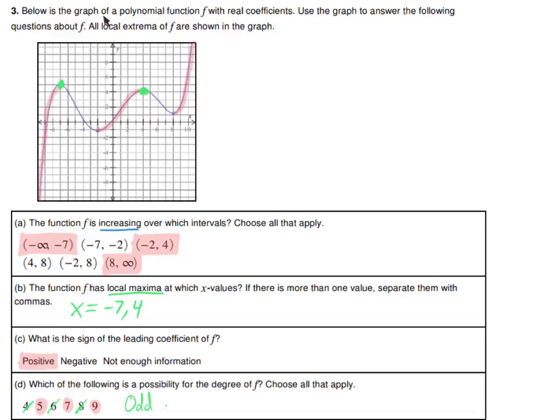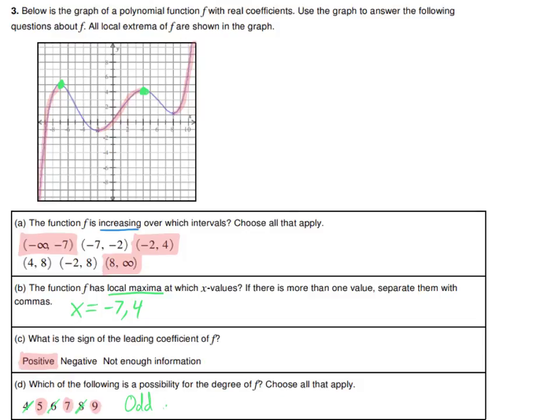Below is the graph of a polynomial function. Now we're going to answer these questions, and all local extrema on f are shown in the graph. So you look carefully at the graph to see it. So anyways, A, the function f is increasing over which intervals? Well, intervals that it's increasing are here in red, right there in red, and right there in red. Those are where the graph is going uphill.